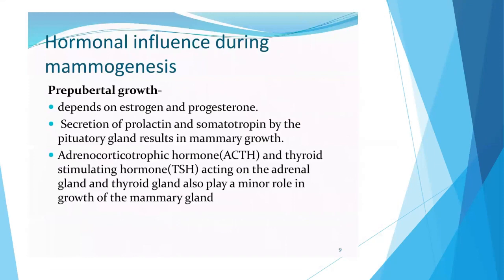So there are some hormonal influences during the mammogenesis. The prepubertal growth depends on the estrogen and progesterone. The secretion of prolactin and somatotropin by the pituitary gland results in mammary growth. The adrenocorticotropic hormone and the thyroid stimulating hormone acting on the adrenal gland and the thyroid gland also play a major role in the growth of the mammary gland.